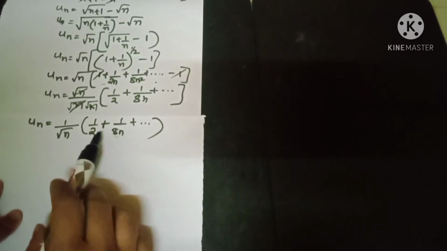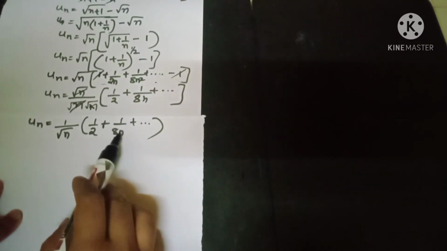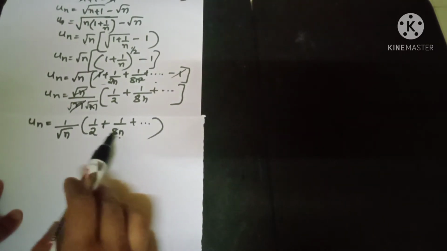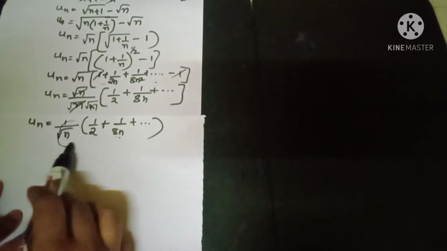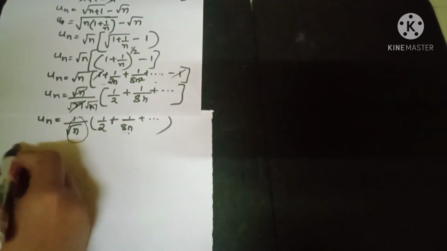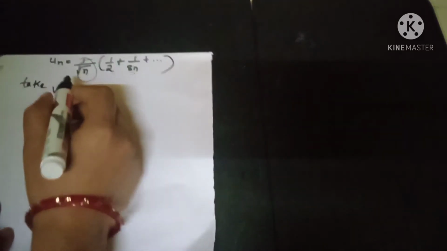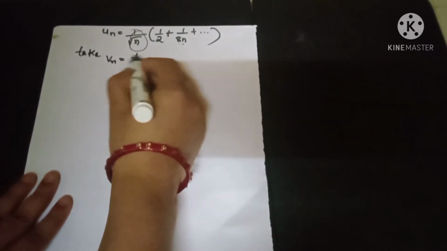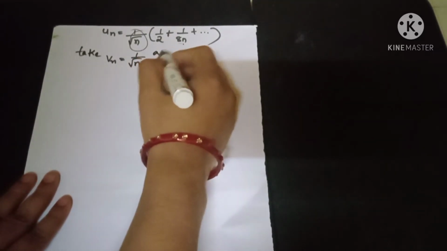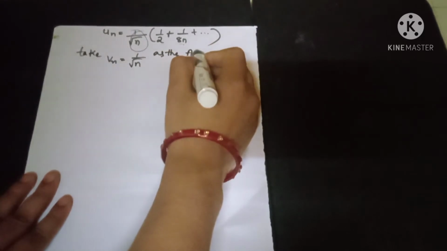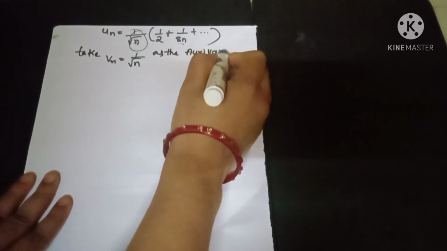So every term is of the form 1 by n. Applying the limit will be easy to this. Next we will take this as the auxiliary series. Take Vn is equal to 1 by root n as the auxiliary series.